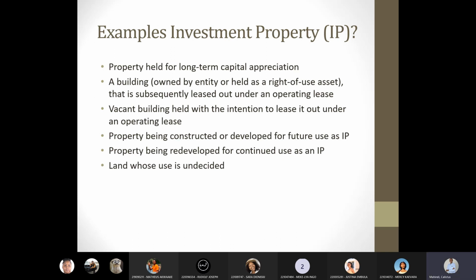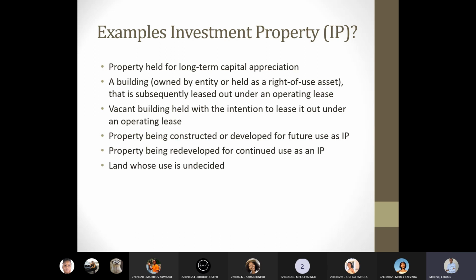Property that is constructed or developed for future use as an investment property. So you can think of it, you've bought land and now you want to construct, let's say, a block of flats in order to rent out those flats. So even during the construction process or during the developmental process, you can classify that land as investment property. Property that is being redeveloped for continued use as an investment property.